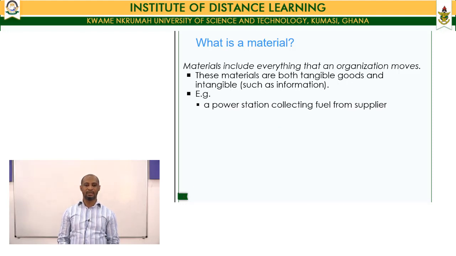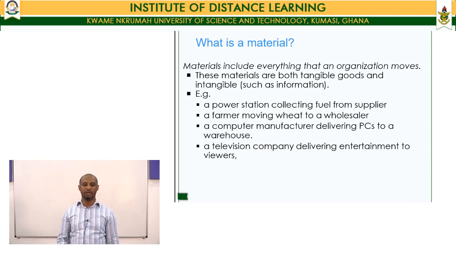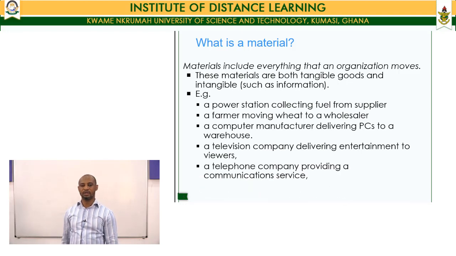Then we say that a power station collecting fuel from a supplier, a farmer moving wheat to a wholesaler, a computer manufacturer delivering PCs to a warehouse, personal computers, a television company delivering entertainment to viewers. All these are forms of materials. Some of them are tangible, they can be seen, like delivering fuel, or some cannot be seen, like a telephone company providing communication service. You can call. That call has the tangible bit, the gadgets, those things you can see, and the intangible bit, those you cannot see.